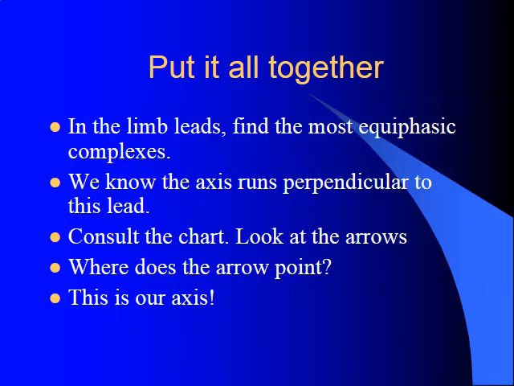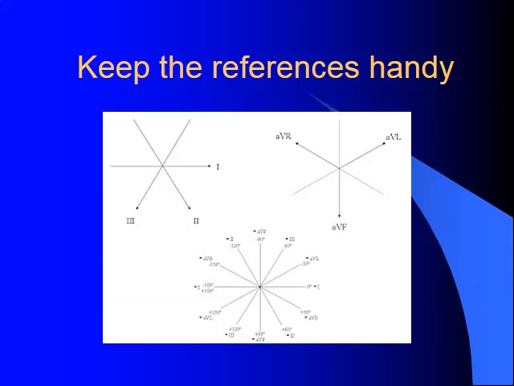So, putting it all together, again, we're going to find the most equiphasic complex. We know that the axis runs perpendicular to this lead. We'll consult our chart and look at the arrows. Where does the arrow point? That's our axis. So keep the references handy as we go through, and we'll go over a couple more examples.